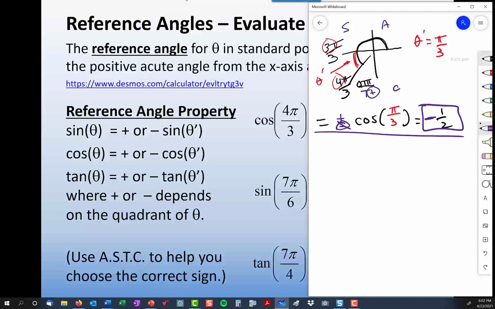7 pi 6, where is that? Well, to kind of visualize it, if I draw a half circle, that's pi, which is 6 pi out of 6. 6 out of 6 is 1. 6 divided by 6 is 1 whole pi. And so that half circle that I've drawn is not big enough for 7 pi sixths. I have to draw it just a little bit further.